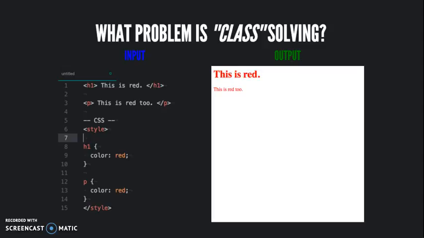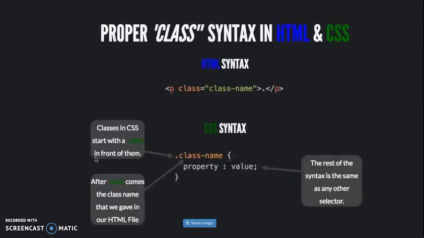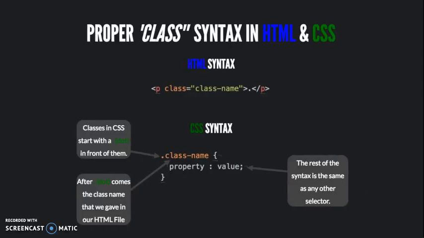Classes will make it simpler for us to use only one CSS selector, a class, and give it a font color of red. Now let's see this a little bit further in action, and I'll show you exactly how we go about using class syntax and how we use it in both HTML as well as CSS. So here we'll talk about the proper class syntax in HTML and CSS.